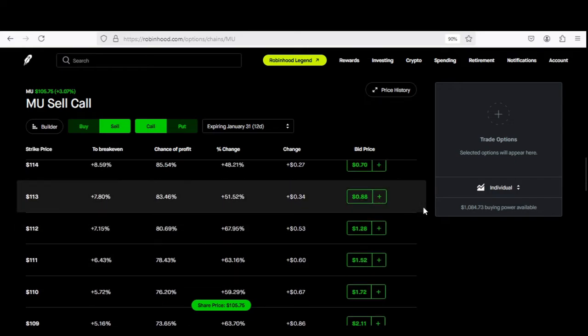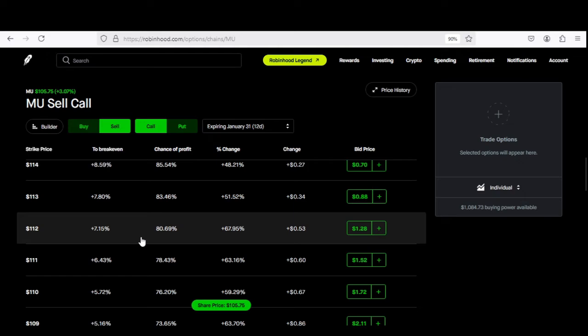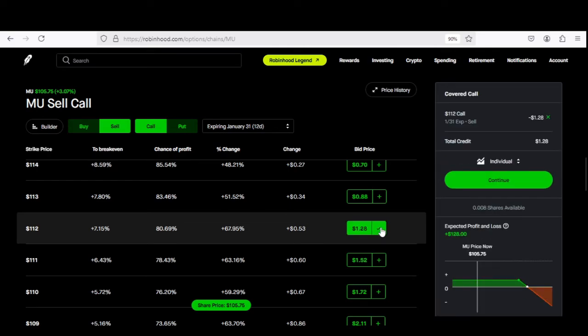Now, when doing the covered call option strategy, I like a chance of profitability of around 80% or higher. So with the 80% chance of profitability, I'm going to get a strike price of 112, and then I'm going to receive a premium of $1.28. Now, $1.28, once again, is going to be $128.